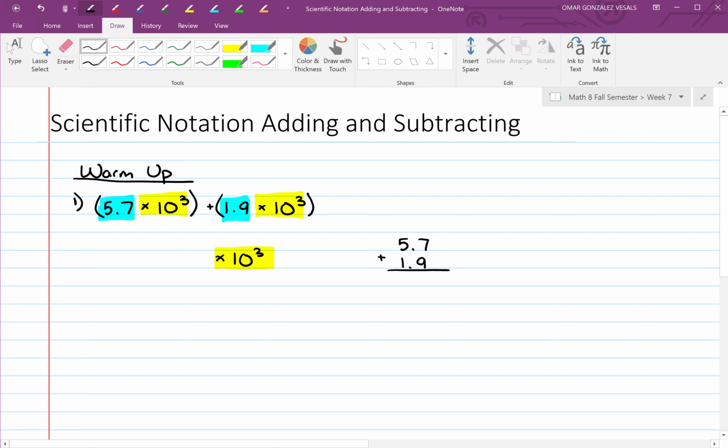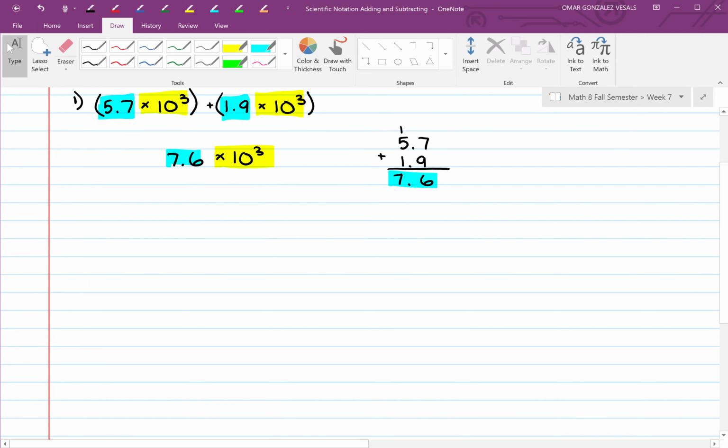So 7 plus 9 is 16. Carry the 1. And then 2 plus 5 is... So my answer is actually going to be 7.6 times 10 to the third. Raise your hand if you got that. Are we okay with this one? Right? Okay. So that was when we have the same exponent.